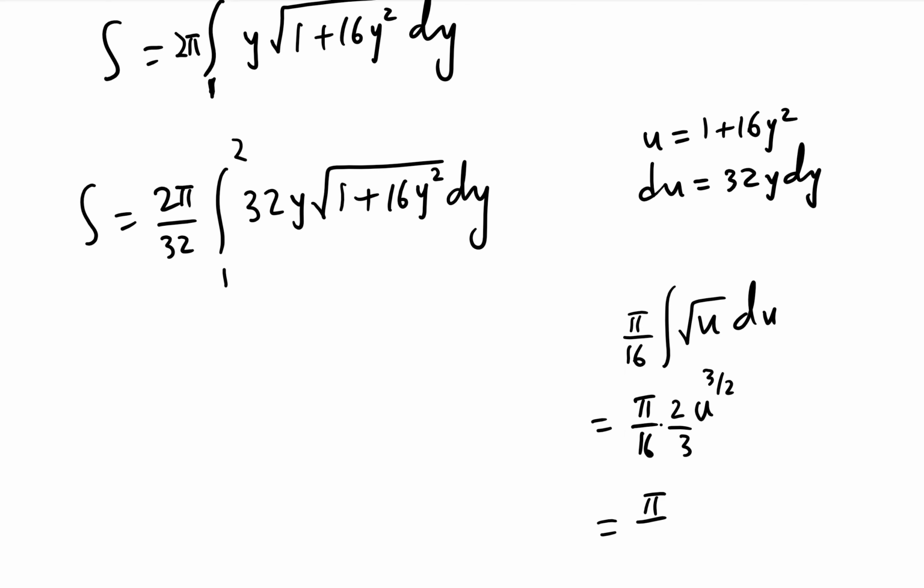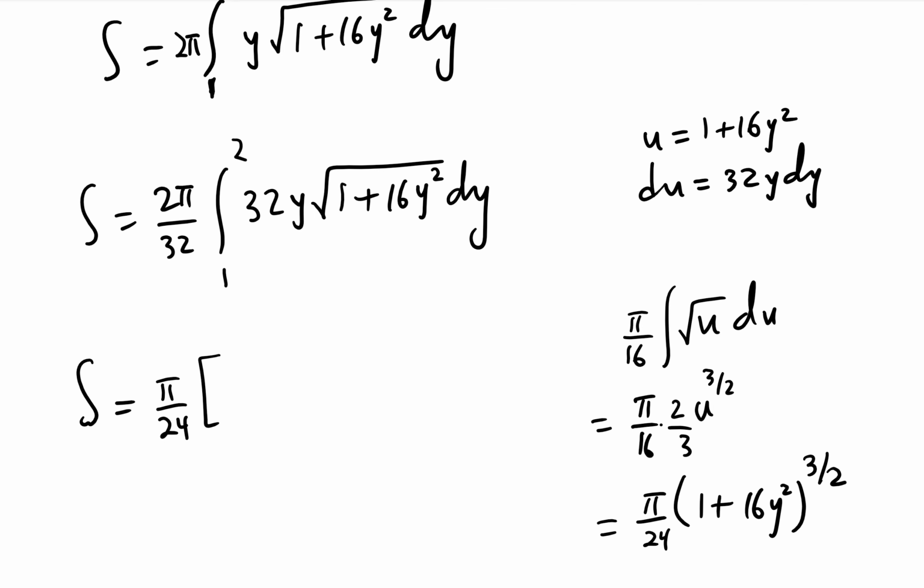that's pi over, you can reduce by 2, 1 by 2, 8, that's 24. But u is 1 plus 16 y squared, 3/2. Now I can come back to this and say it's pi over 24, 1 plus 16 y squared to the 3/2 from 1 to 2.